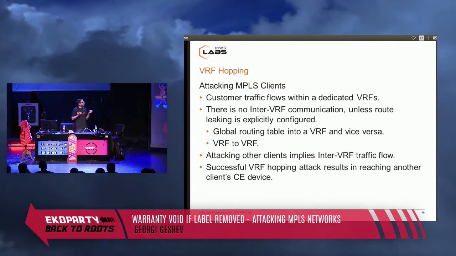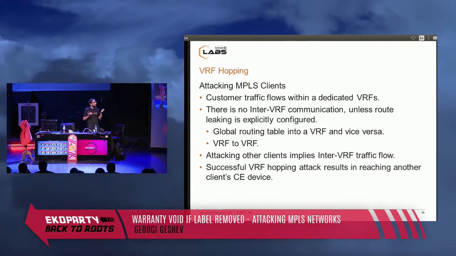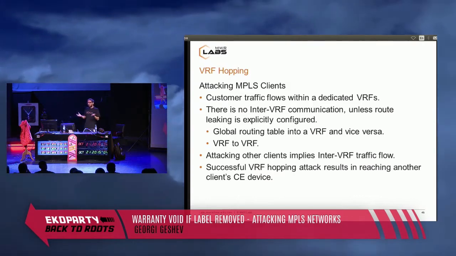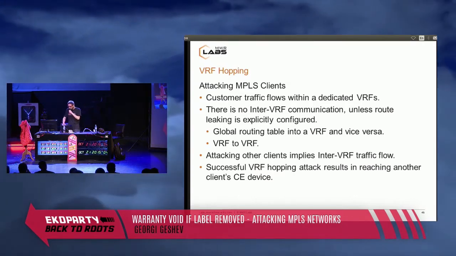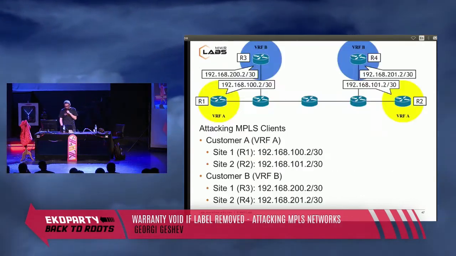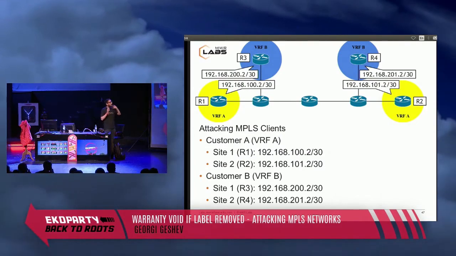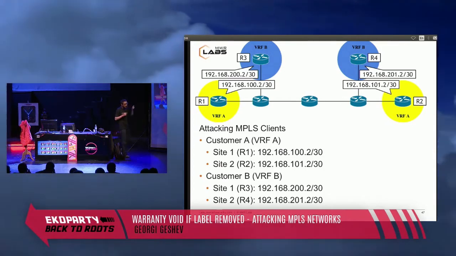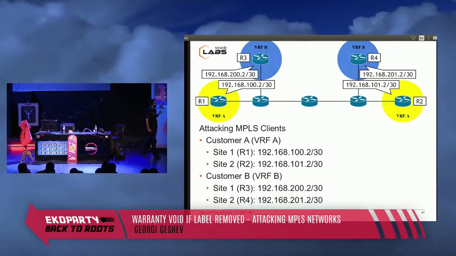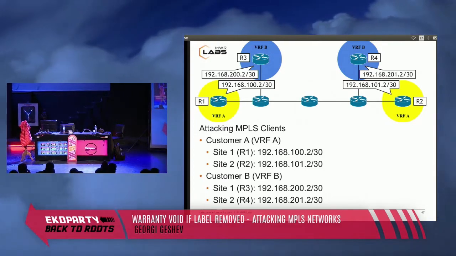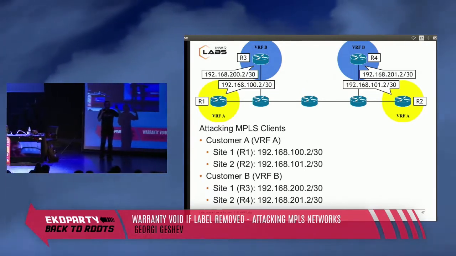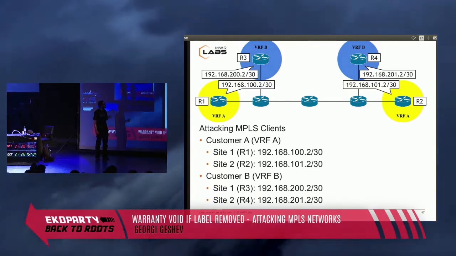Basically, VRF hopping implies that inter-VRF traffic is possible. A successful attack would allow an adversary to send traffic to another customer edge device. And this is the kind of extended scenario that I'm going to use for the VRF hopping attacks.